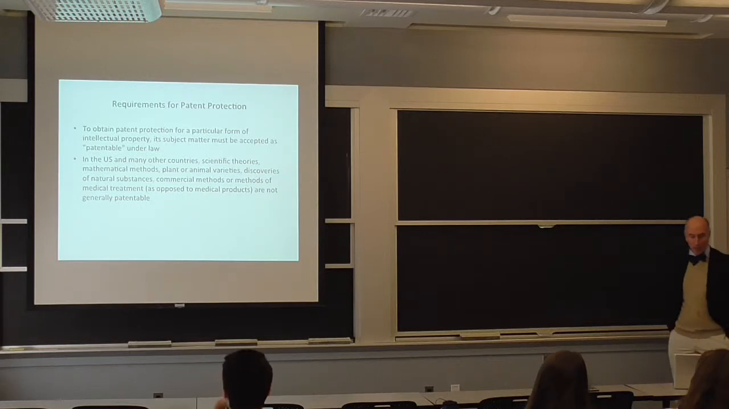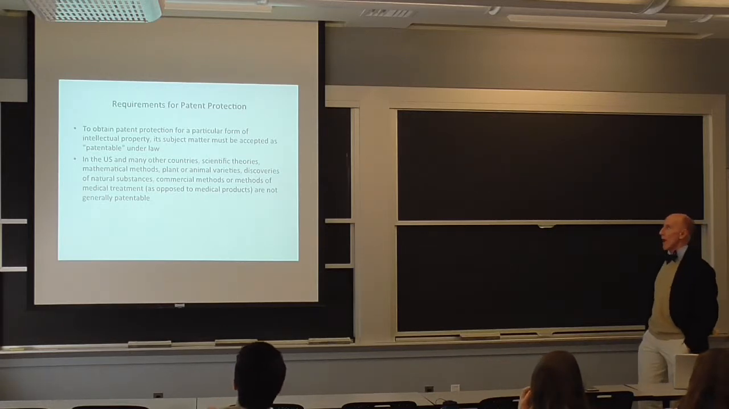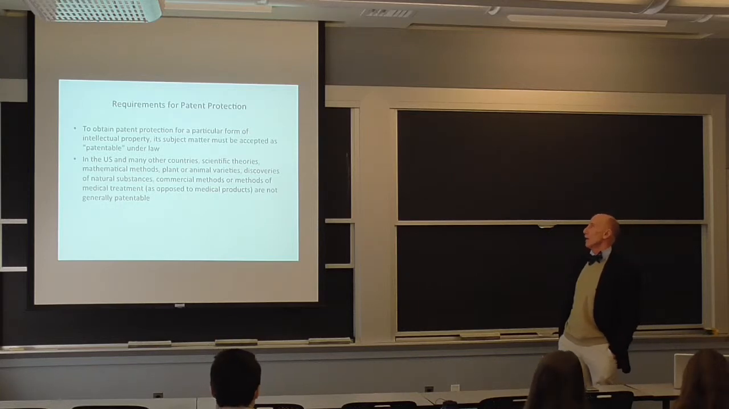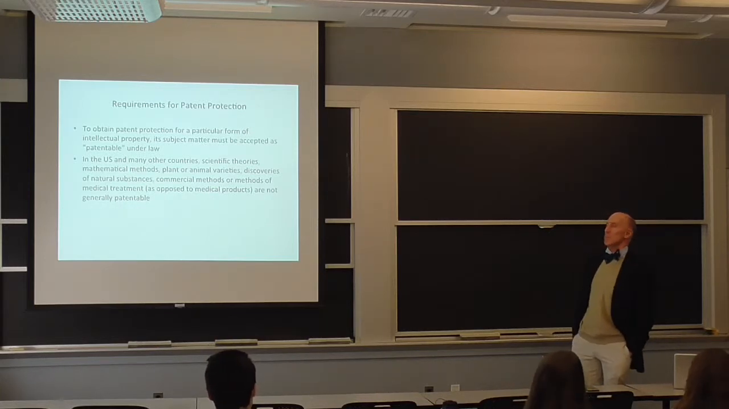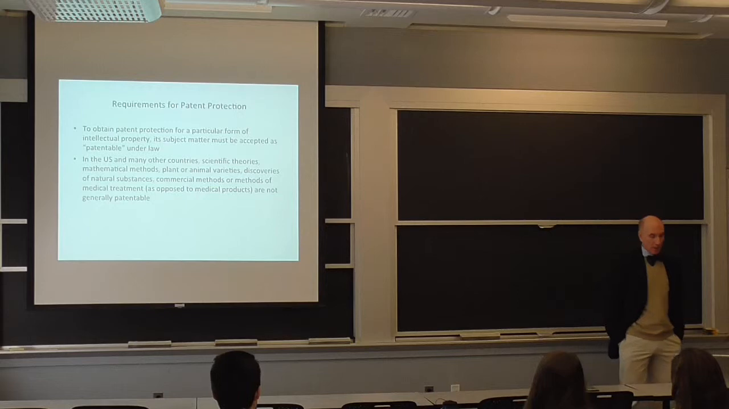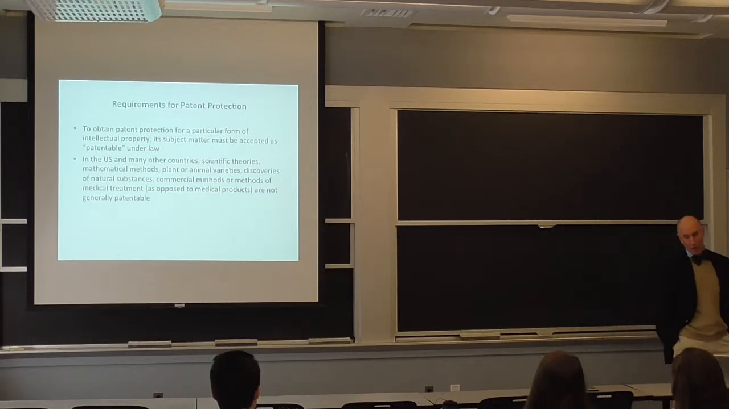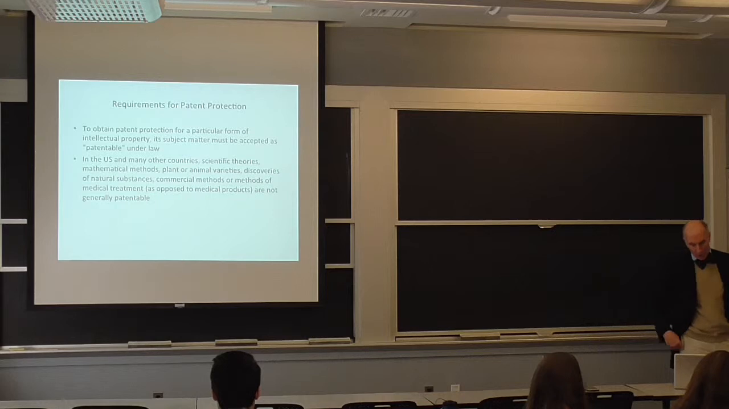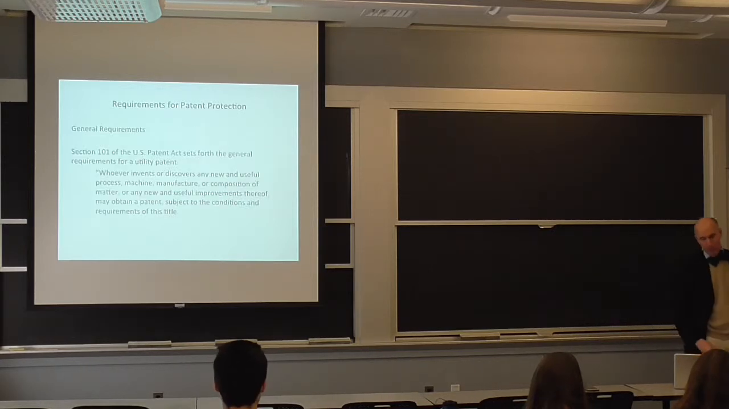All right, requirements for patent protection. To obtain patent protection for a particular form of intellectual property, its subject matter must be accepted as patentable. In the US and many other places, scientific theories, mathematical methods, plant or animal varieties, so long as they've not been asexually reproduced in some laboratory, discovery of natural substances and other things like that, are not considered intellectual property and are therefore not patentable.